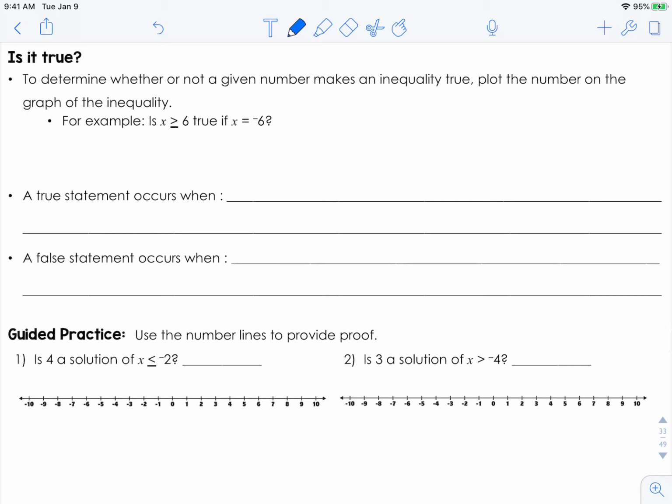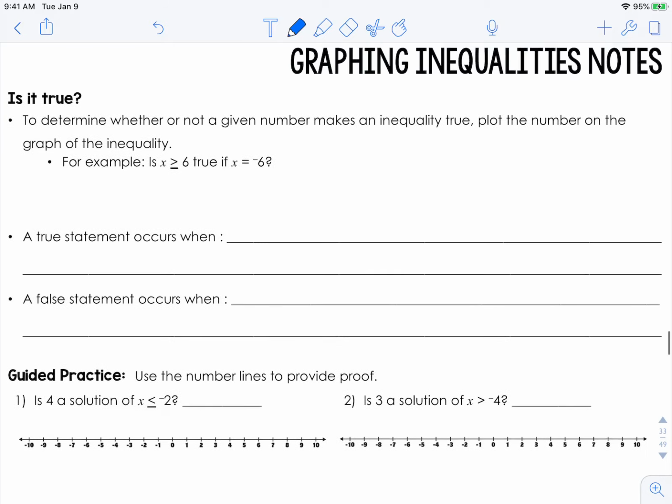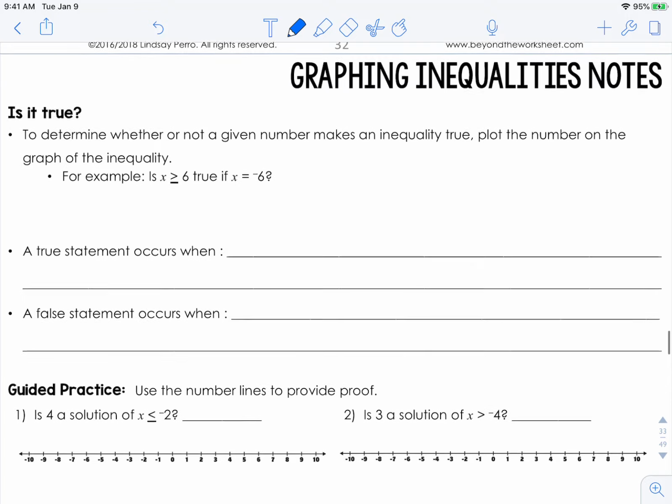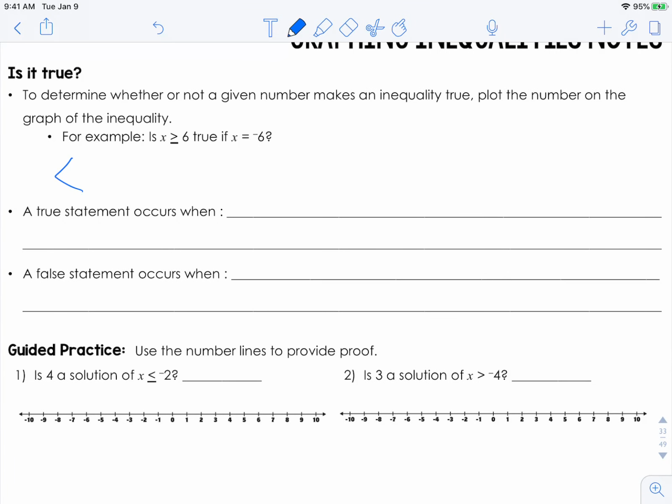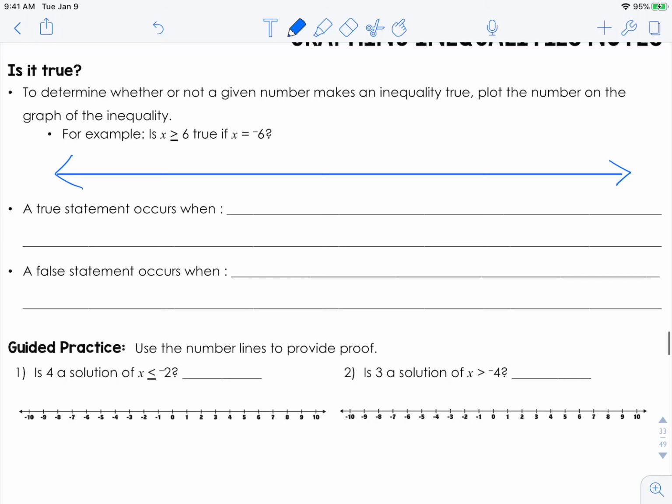So you can also determine whether or not a given number makes an inequality true, and you can do that on a number line. For example, is x greater than 6 true if x is equal to negative 6? Well, we're going to draw just a super quick number line. If you don't have number line paper at home, you can always just quickly sketch one out.